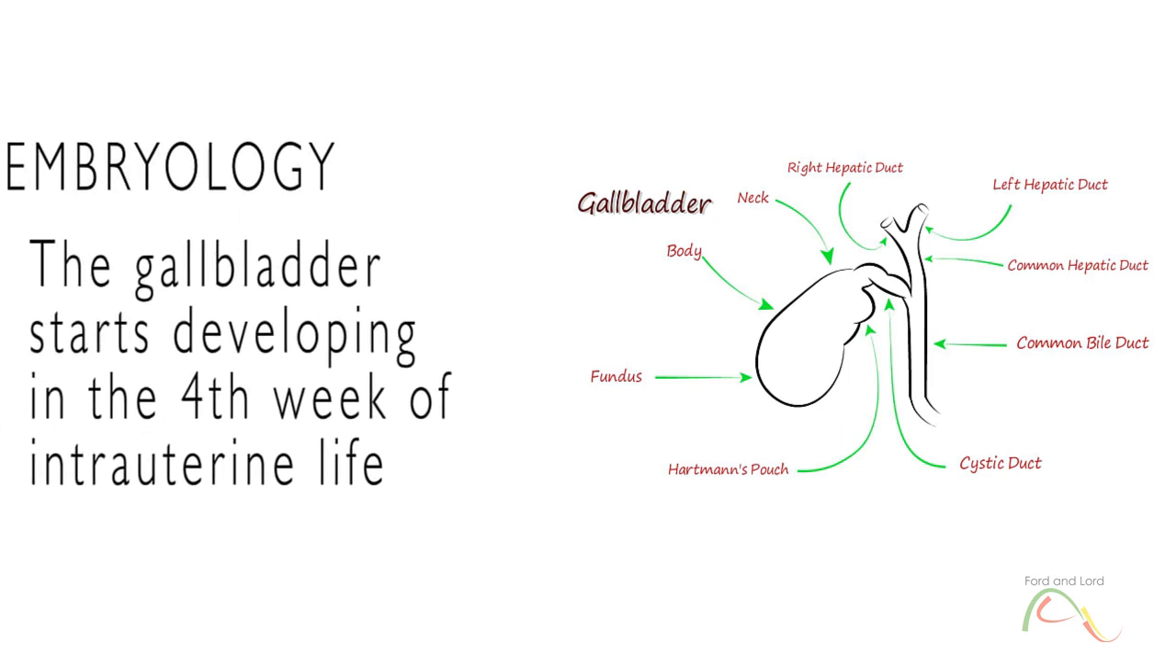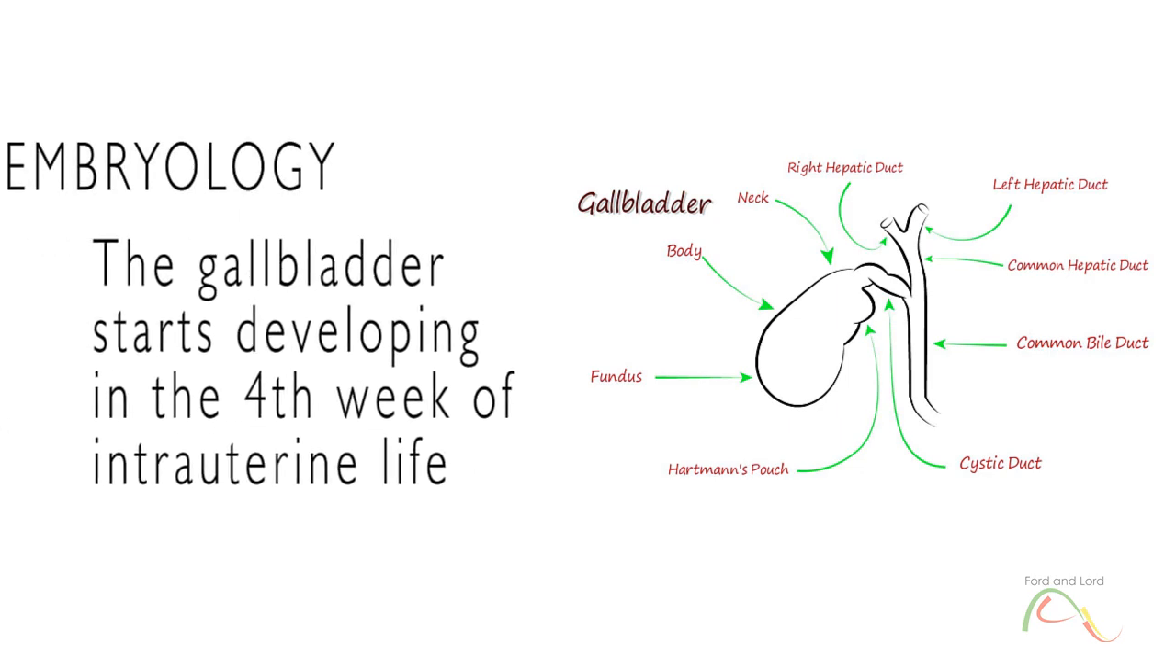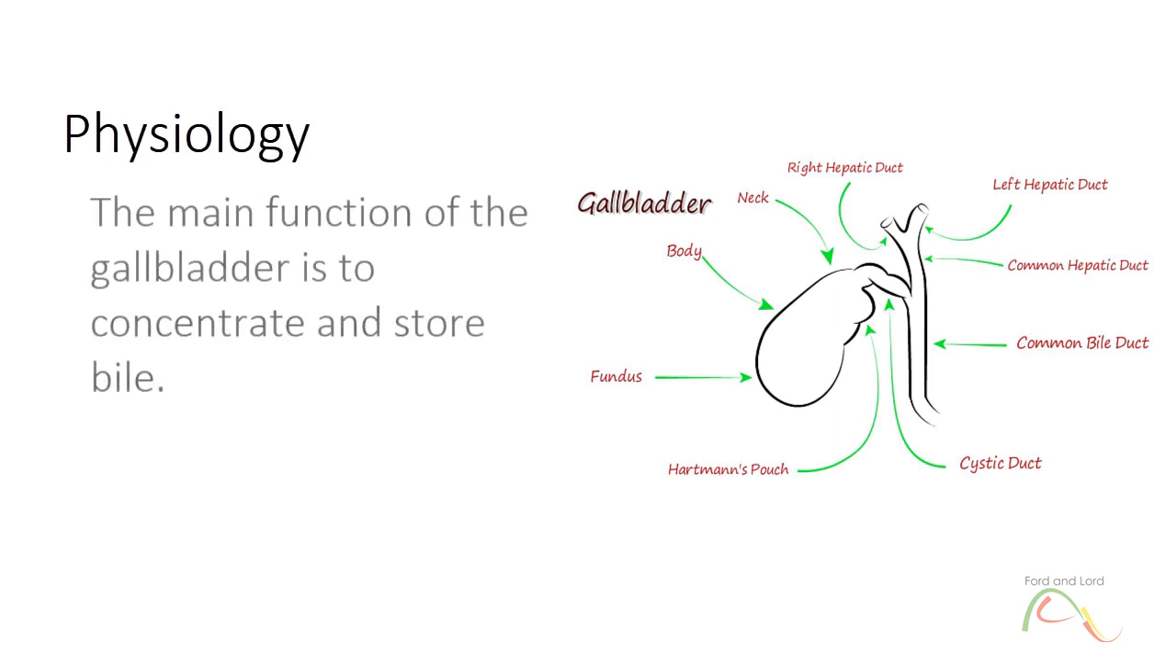Gallbladder starts developing in the fourth week of intrauterine life from the foregut. Two small outpouchings arise from the developing duodenum called the hepatic diverticulum and the cystic diverticulum, which finally go on to become the biliary tree and the gallbladder respectively.